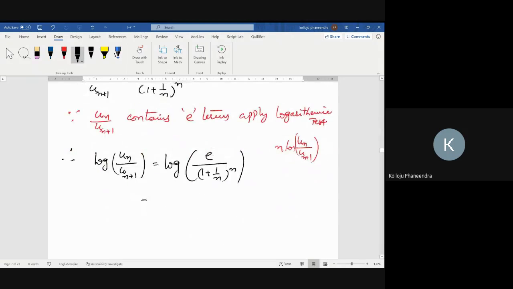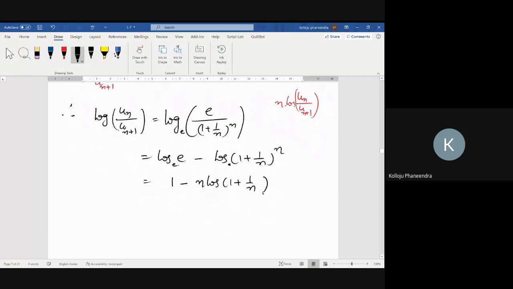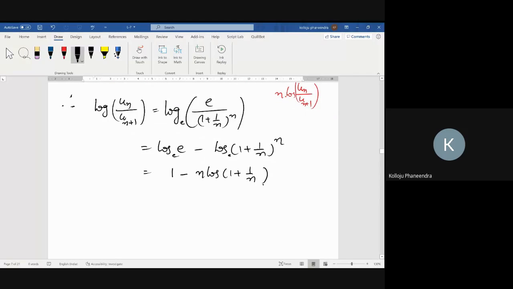Now log m by n is log m minus log n. Always this is the natural logarithm to the base e only. So what is log e to the base e? It is 1, minus n into log of 1 plus 1 by n. Now for this I have to apply the limit. Before applying the limit, let us simplify using the expansion of log 1 plus x.